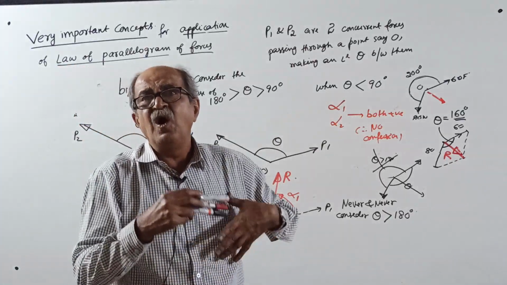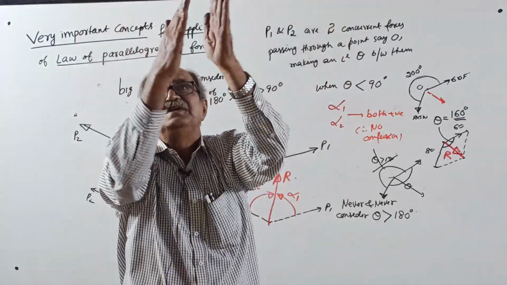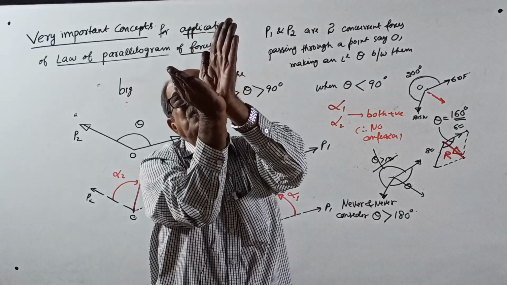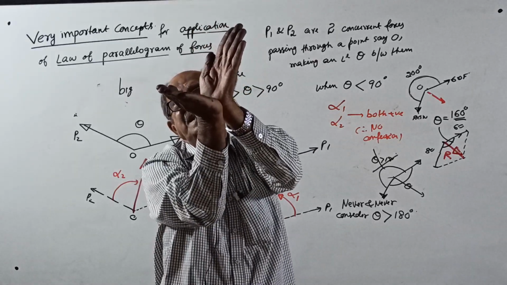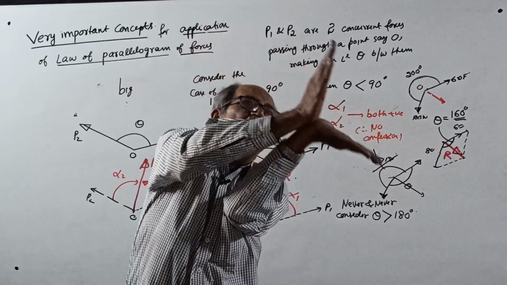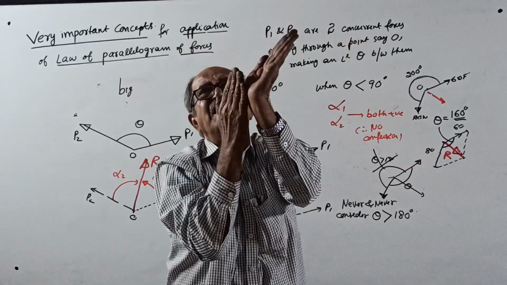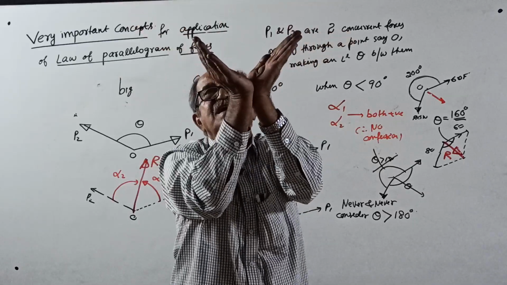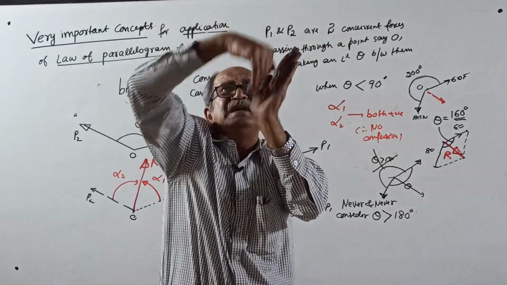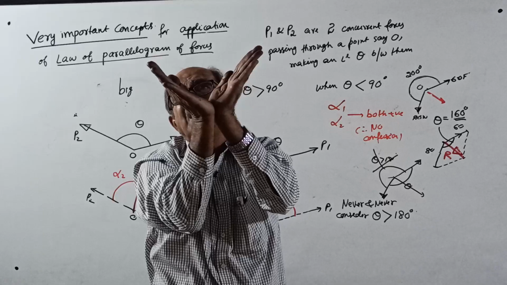A big note. I will tell you now. When you apply the law of parallelogram of forces, if theta is less than 90, no problem. If it is more than 90, okay. You can turn whichever way you want, no problem. This way the resultant will pass this way. If it is an outgoing force, or an incoming force, the resultant will come this way. That is no problem.